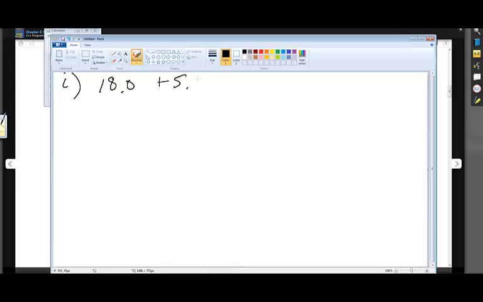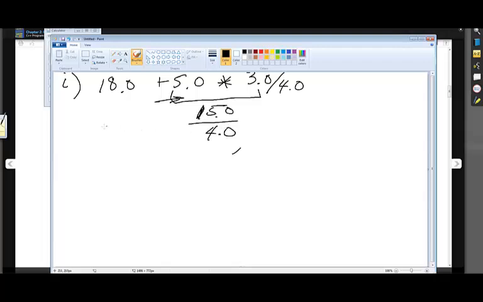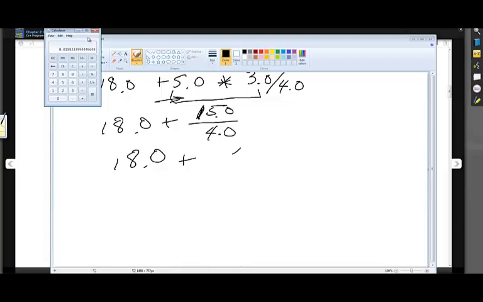18.0 plus 5.0 multiplied with 3 divided by 4.0. Just for simplicity, again, you have multiplication and division, and you're going to do this from left to right. You have to handle this very delicately. So you have 5 times 3, that's 15.0, on top of 4.0. And then you add your 18.0. This comes out to be some decimal number. I'm going to cheat and use the calculator to save time, so I'm going to do 15 divided by 4.